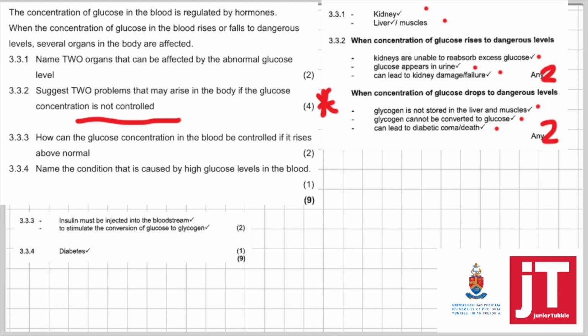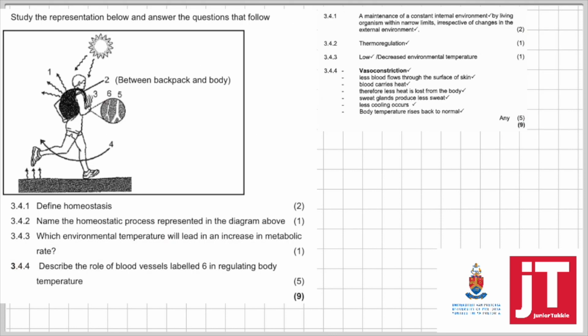333. How can the glucose concentration in the blood be controlled if it rises above normal? You know this. Insulin is injected into the bloodstream, and that will stimulate the conversion of glucose into glycogen. 334. Name the condition that is caused by high glucose levels in the blood. That's easy. Diabetes.